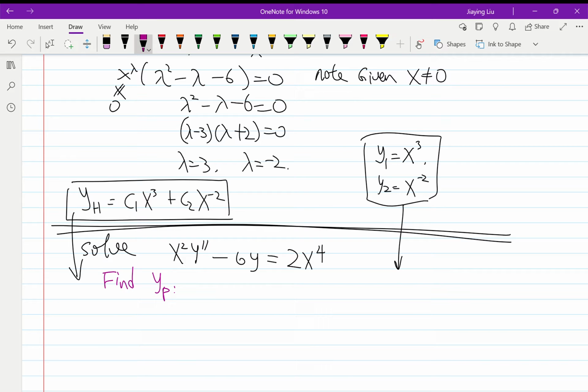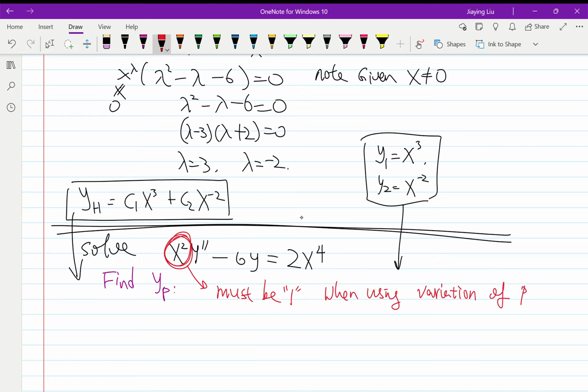But before we do that, this is something I sometimes forget, but you should try to remember: when you use variation of parameters, this coefficient must be 1. So before we do anything, we need to make sure that's a 1.